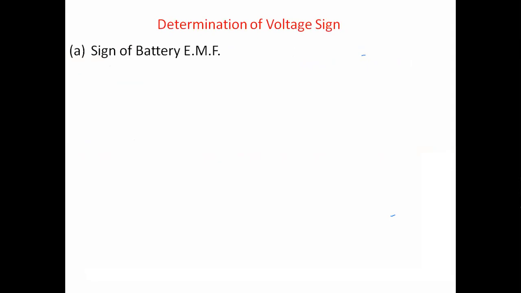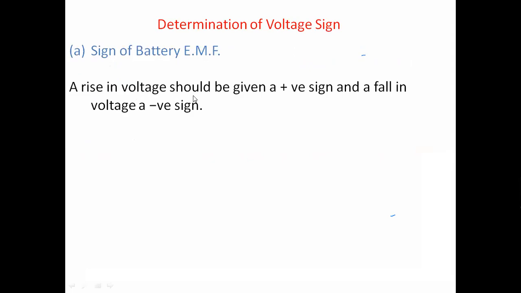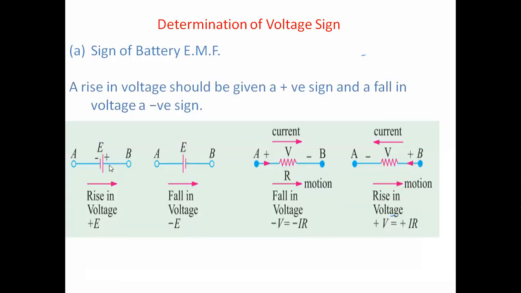So, the sign of a battery. A rise in voltage should be given a positive sign and a fall in voltage is given a negative sign. Okay. So a rise in voltage is considered positive and a fall in voltage is considered negative. See here, with this figure, plus, minus. With this, there is a rise in voltage when we move in this direction, so the rise in voltage is represented as plus E for the batteries.